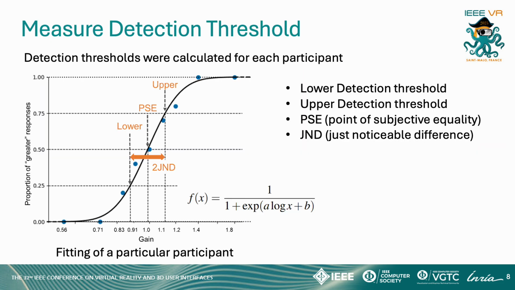We calculated detection thresholds for each participant. The figure on the slide illustrates one participant's data. The horizontal axis represents the gain, while the vertical axis indicates the probability that the participant judged the virtual movement to be greater than the physical movement. We fitted these data to a psychometric function to derive the lower and upper detection thresholds, as well as the PSE, point of subjective equality, and JND, just noticeable difference.